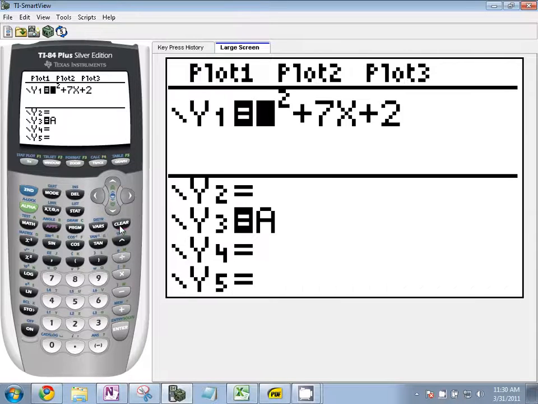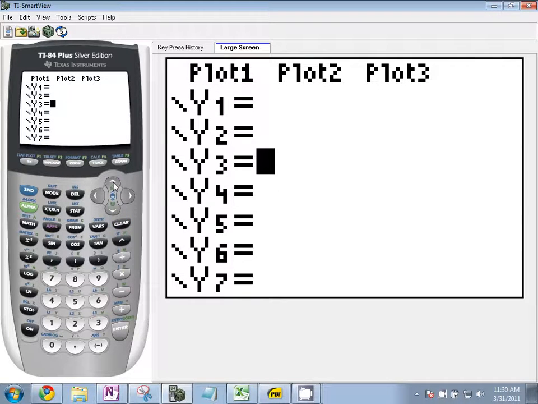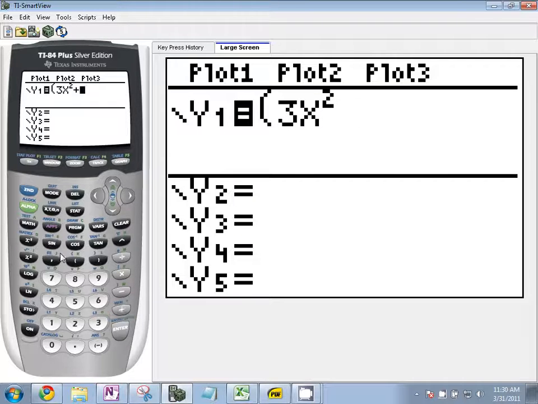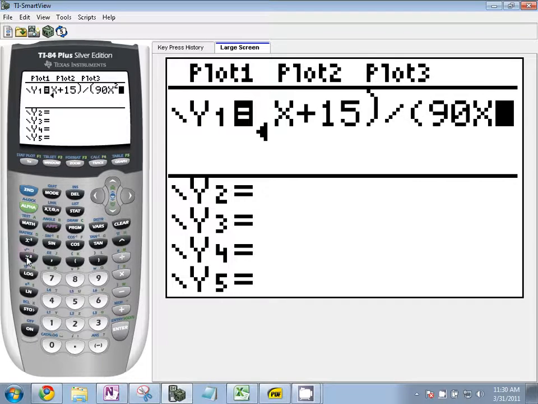So what was the function? I've got to get rid of this a value, sorry. And I've got to put parentheses, right? 3x squared plus, we're going to say 4x because there was disagreement. We're just saying 4, okay? Divided by, it doesn't change the methodology at all. 90? Yeah, we're saying 90x.